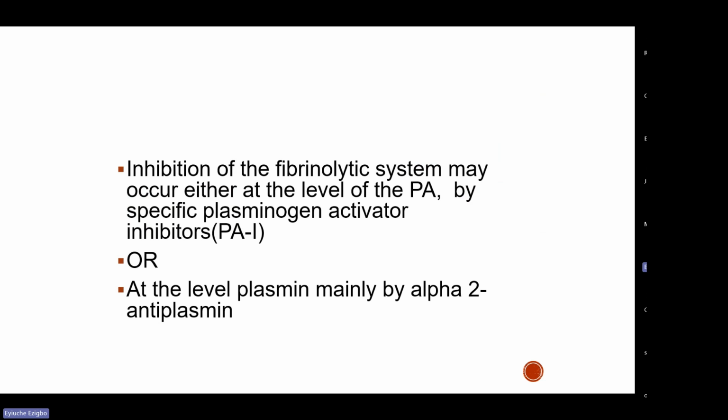Inhibition of fibrinolytic system may occur either at the level of PA by specific plasminogen activator inhibitor, or at the level of plasmin, mainly by alpha-2 antiplasmin. So in both processes, there is control, there is a check at every point of the coagulation mechanism.